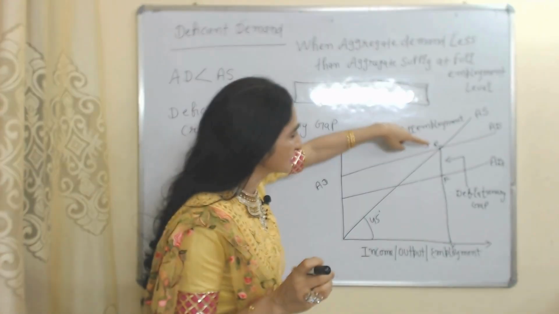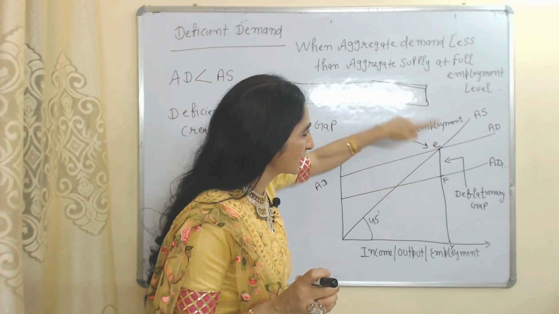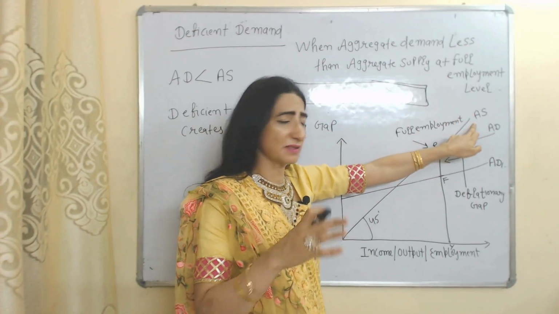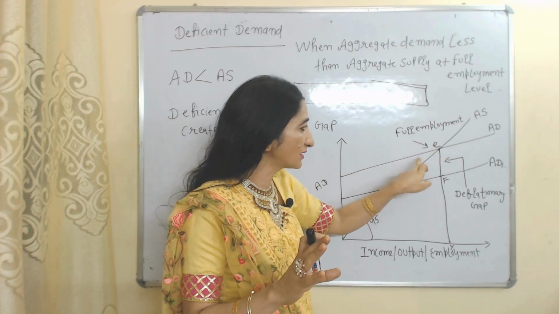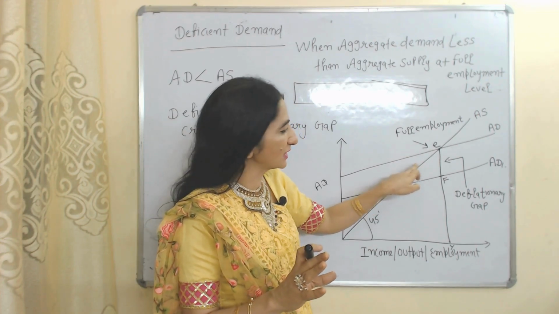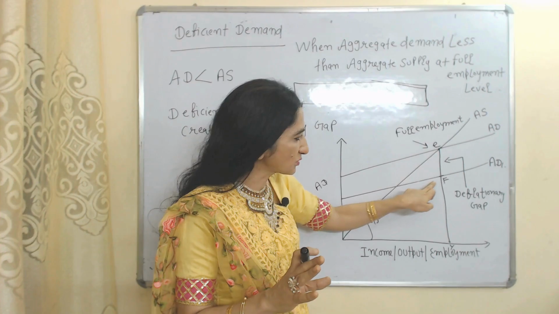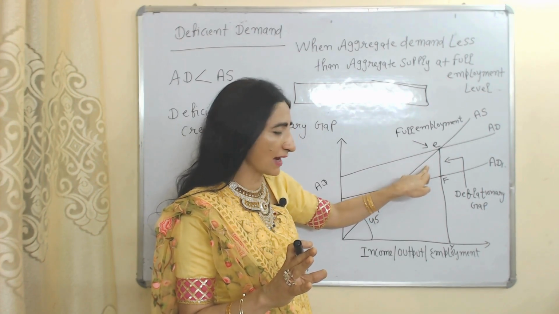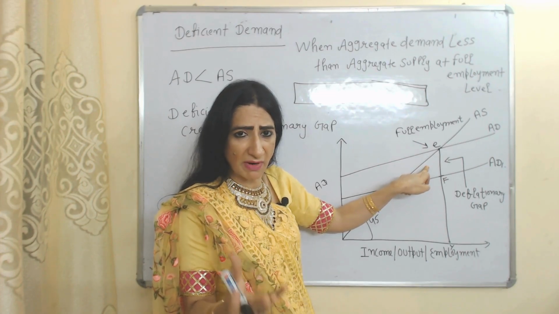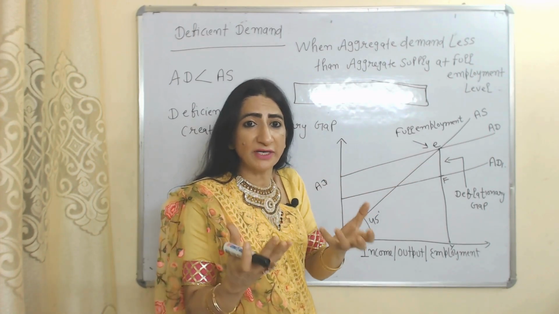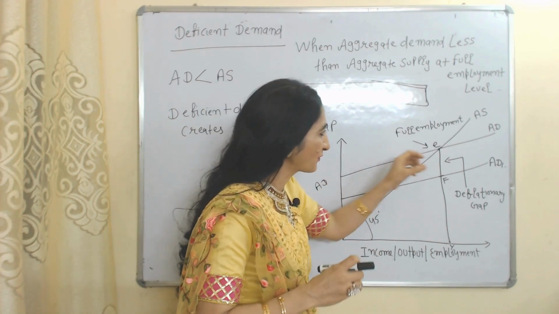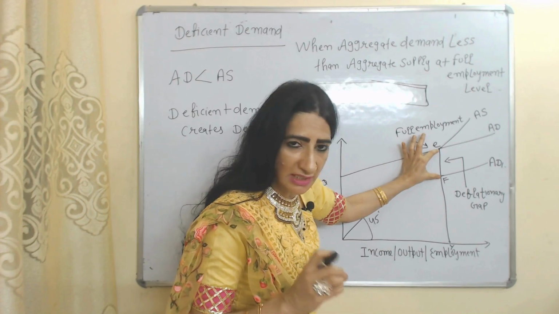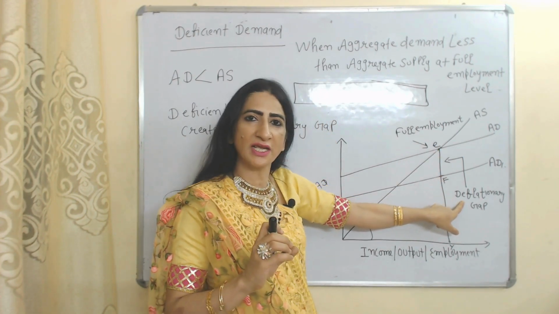In this diagram, you can see E is our full employment point because at this point, aggregate supply is equal to aggregate demand. Now, suppose aggregate supply is constant, only aggregate demand reduces. As aggregate demand reduces, aggregate demand curve shifts backward. This one is our new aggregate demand curve, which is showing aggregate demand is less than aggregate supply. It will be called deficient demand. And this deficient demand creates deflationary gap. And deflationary gap is the difference between AD1 and AD. Means this EF difference will be called deflationary gap.